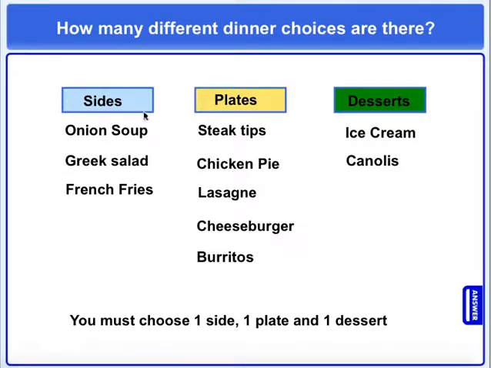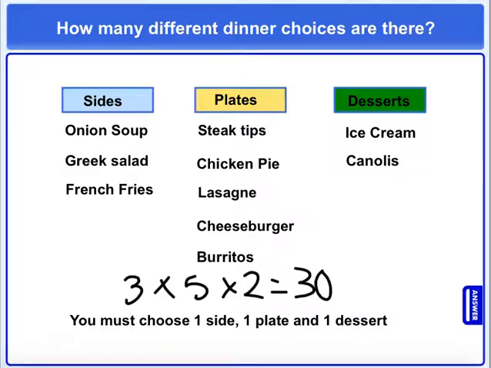Okay, how about this one? We need 1 from each part. So we have 3 sides, 5 plates, 2 desserts. So if we take 3 times 5 times 2, we will get 30 different meals that we could make with taking 1 from each of these. And that's the key here. For each of these options, we can only take 1. We couldn't do an onion soup and a Greek salad and then one of each of the other ones. That would be something different. In this case, we're just taking 1 from each.